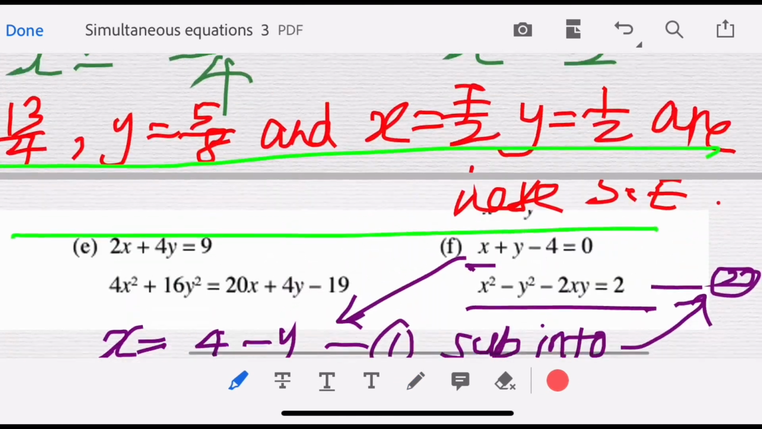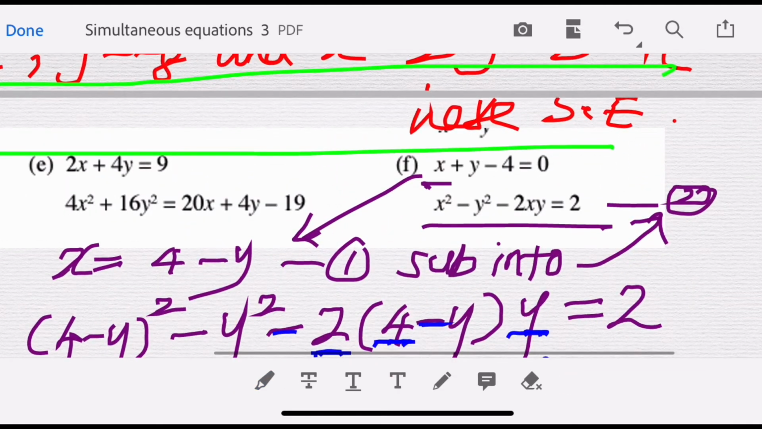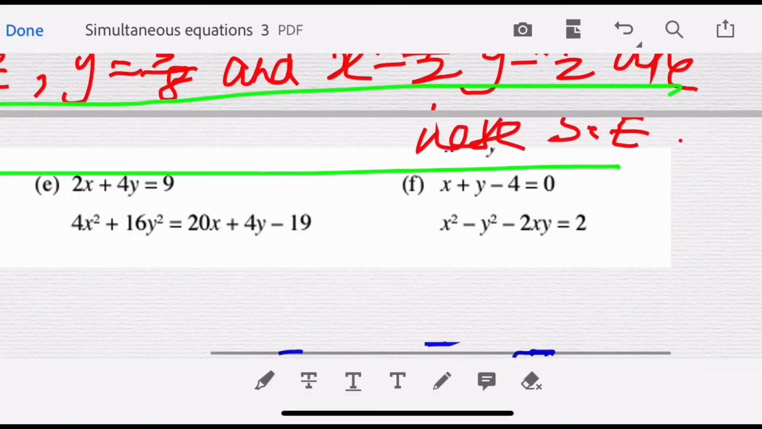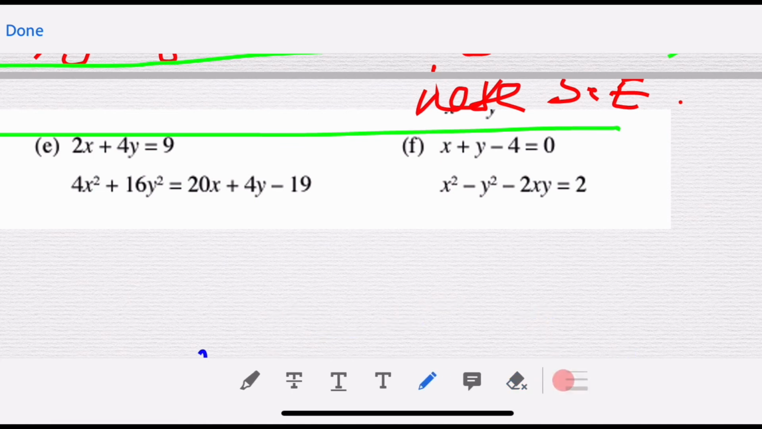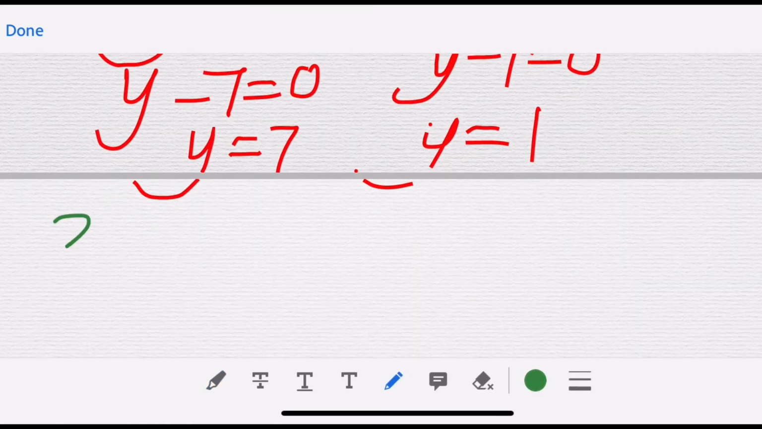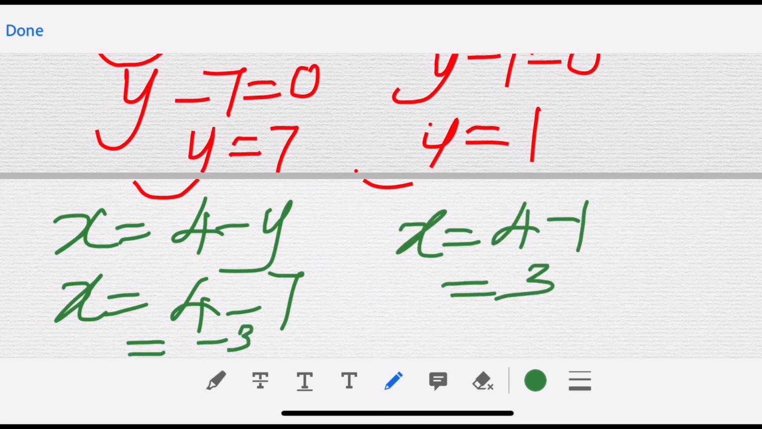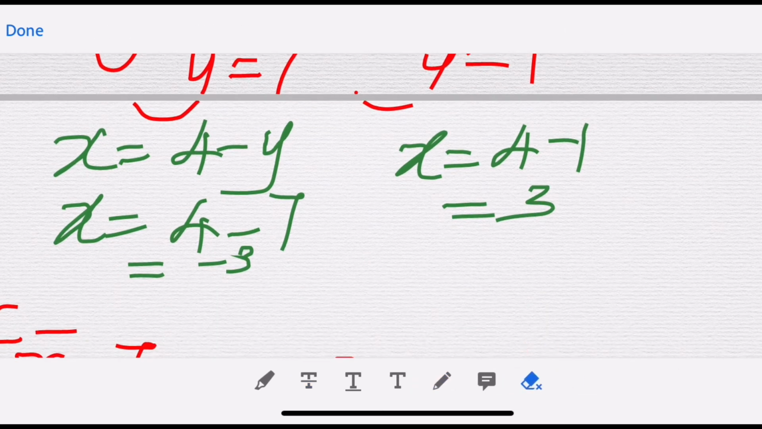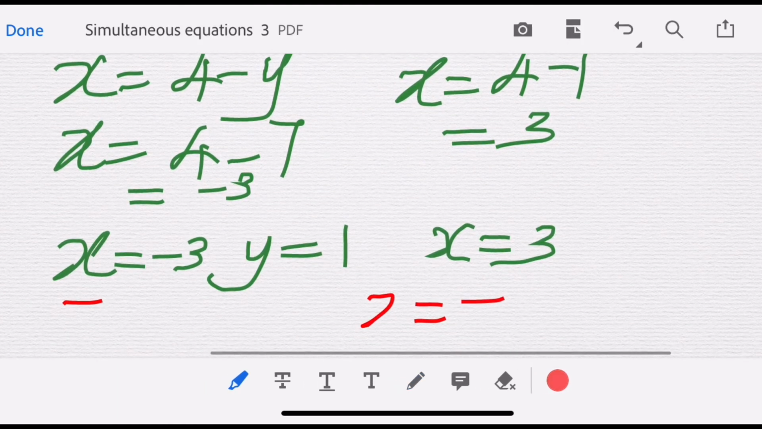So hence we need to find the x. Okay, go back to the x. Where is the x? So the x is 4 minus y, right? So x is 4 minus y. So we have found the, okay, let's do here. X is 4 minus y. So it's 4 minus 7, which is negative 3. X is 4 minus 1, which is 3. So we have answer x negative 3, y 7, x 3, and then y will be 1, right?